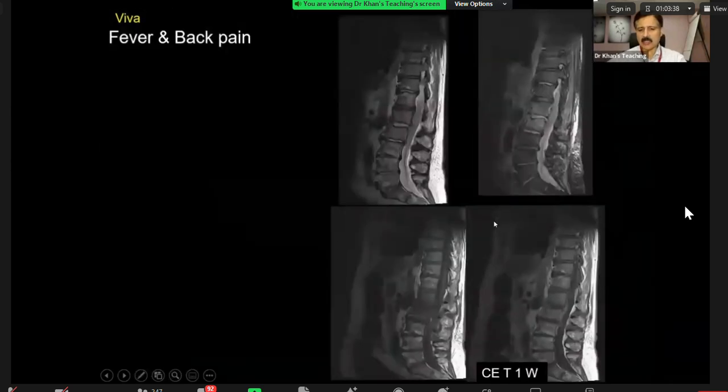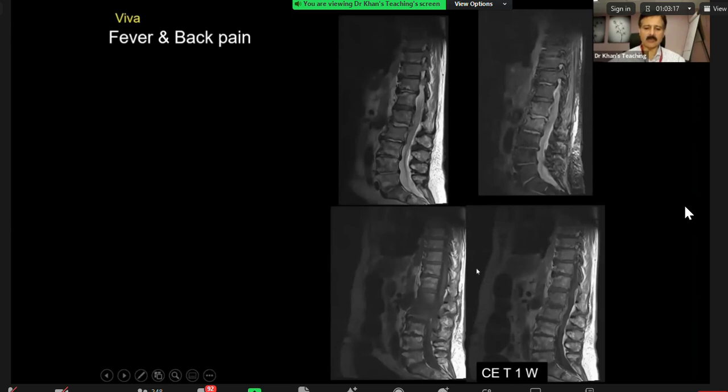On the other hand, this is a more important exam case. The previous case was just to develop your eyes. Now, in this case, we have got a T1, T2, a STIR, a pre-contrast, and a post-contrast. What is happening? Look at this level, this level.